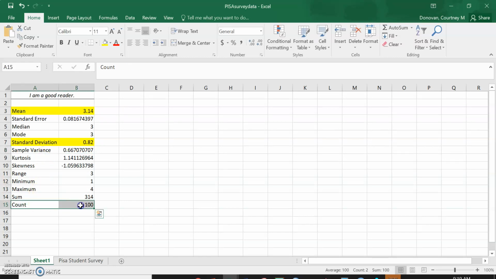And again, I can see my count right here, noting that I actually have 100 students, not the 103 or 104 that we thought, because I have a few that were missing data. So I have 100 students that are included and answered the question, "I'm a good reader."